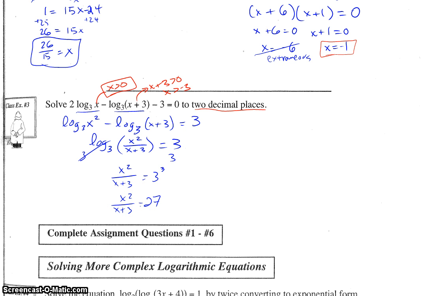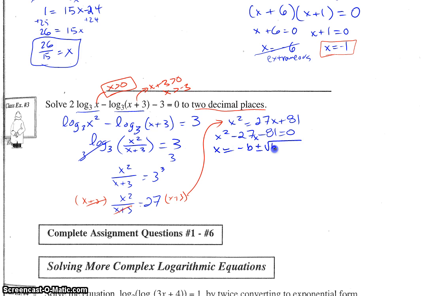Now, we don't want a fraction on the left-hand side, so we are going to multiply both sides by x plus 3. We would get x squared equals 27x plus 81, if you multiply that through. Let's bring that all to one side. We now have our quadratic equation. Multiply to -81, add to -27. I don't know if that's going to work out, and given that they said 2 decimal places, I think we're just going to jump into the quadratic formula.